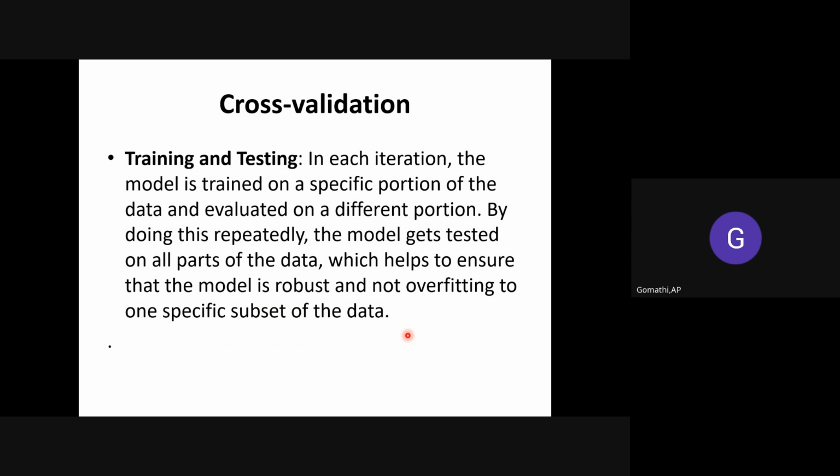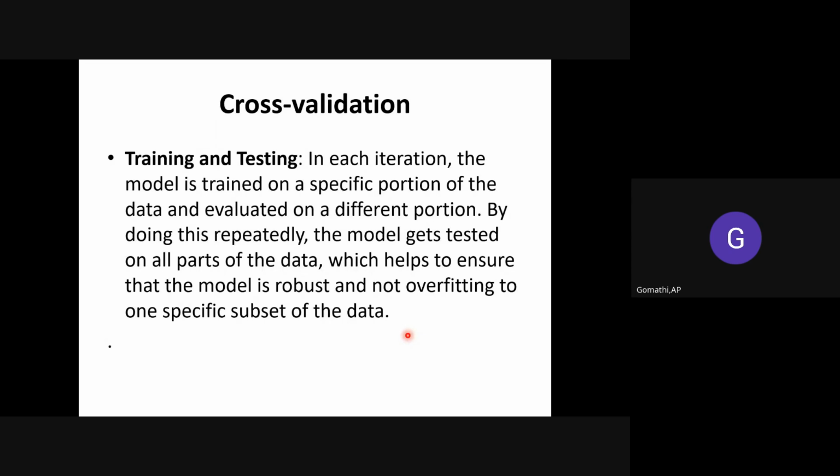In each iteration, some subsets will be trained on a specific portion of the data, and it will be evaluated on a different portion. By doing this repeatedly, as we already know what is happening in the data partitioning, that will be discussed in the training and testing modules. So the model is trained on a specific portion of the data and it is evaluated on a different portion.